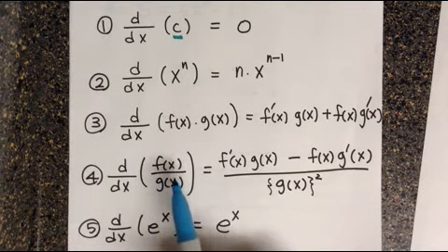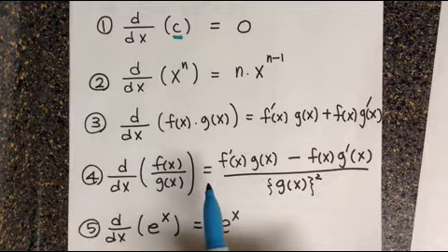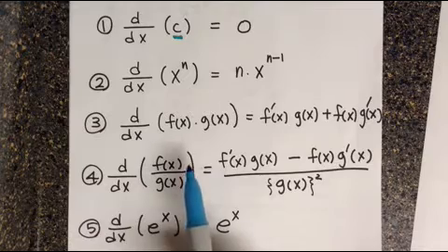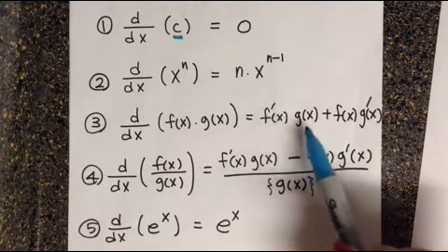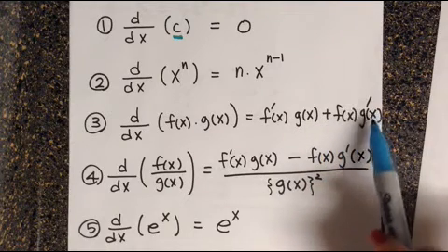Third, there is a product rule. Suppose that we have y equals f of x times g of x. If you differentiate, it becomes f prime of x times g of x plus f of x times g prime of x.